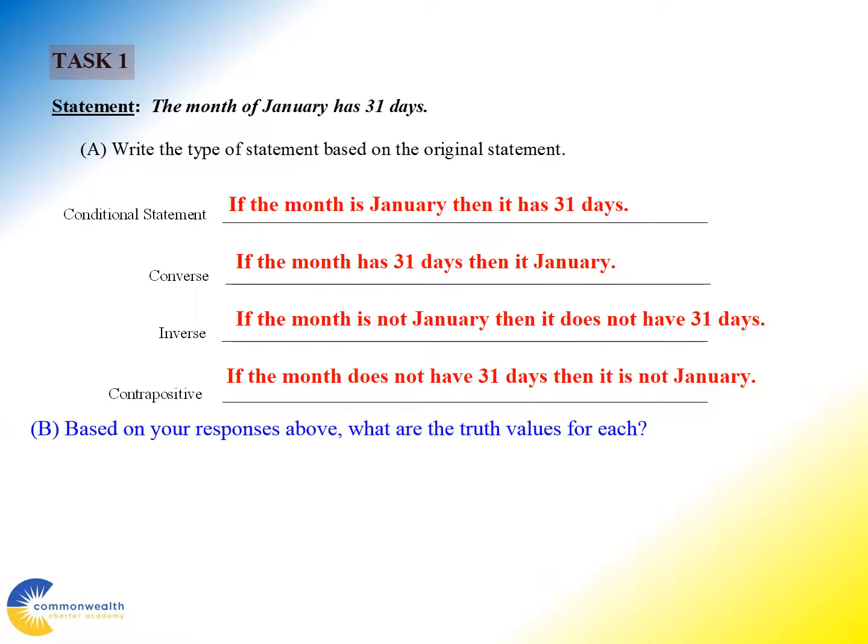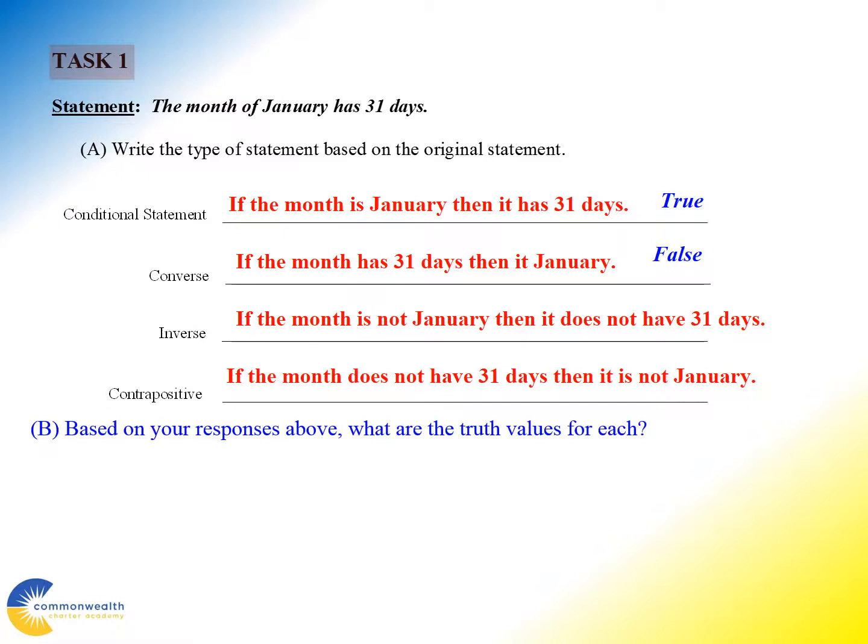So based on the responses above, what are the truth values for each? Well, if the month is January, then it does have 31 days. That is true. There's no doubt about that. However, if the month has 31 days, then it is January. Well, that's false, because there are other months that have 31 days in it. October, December, just to name a couple.